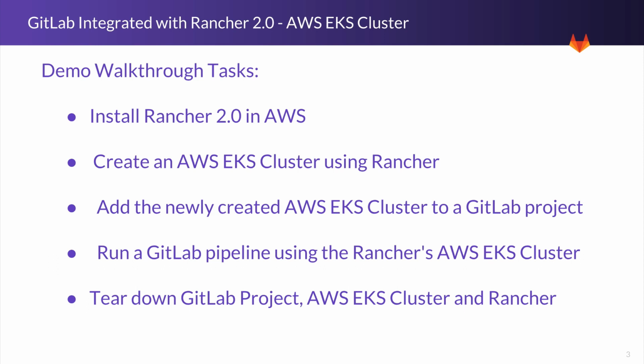Once we have that set up, we'll run a pipeline using Auto DevOps in the Rancher AWS EKS cluster we just created. After that, we'll tear down the GitLab project, we'll tear down the AWS EKS cluster we created at Rancher, and then we'll also tear down Rancher using Terraform.